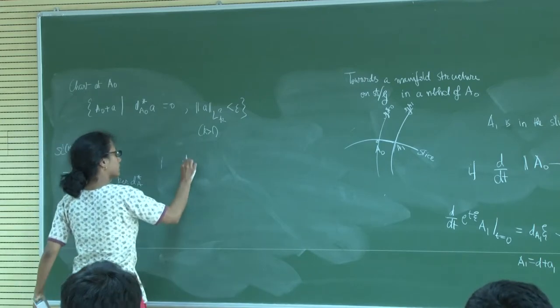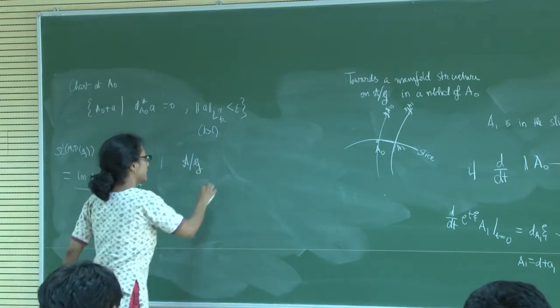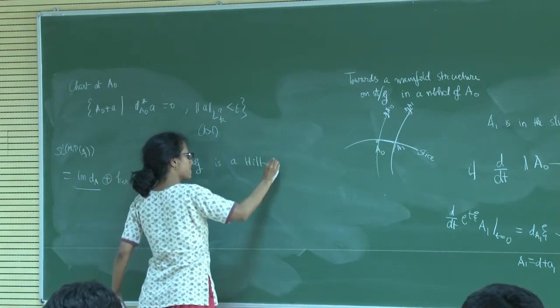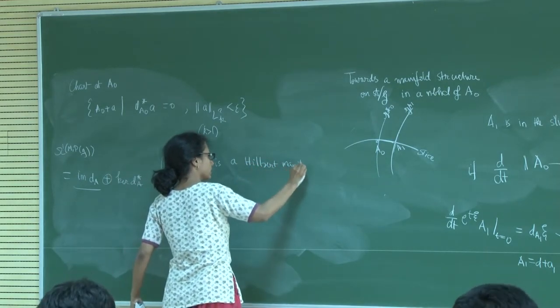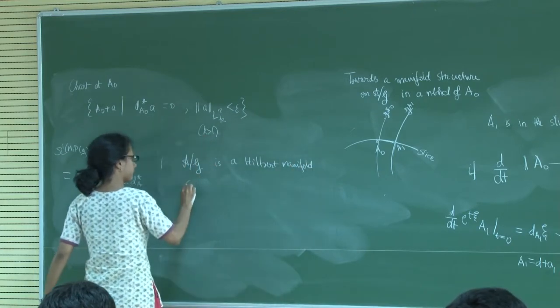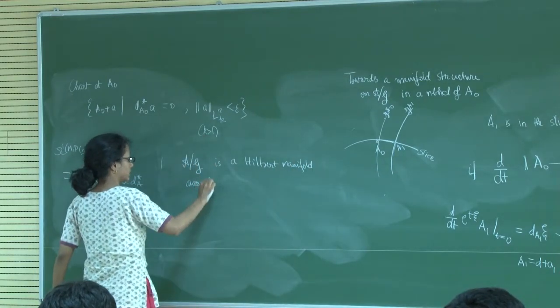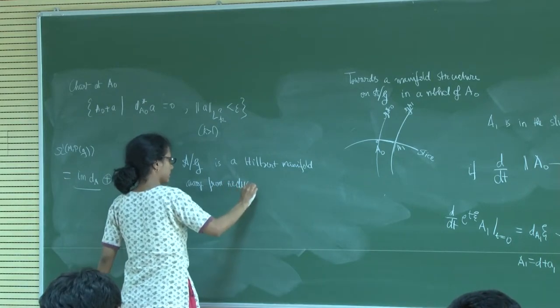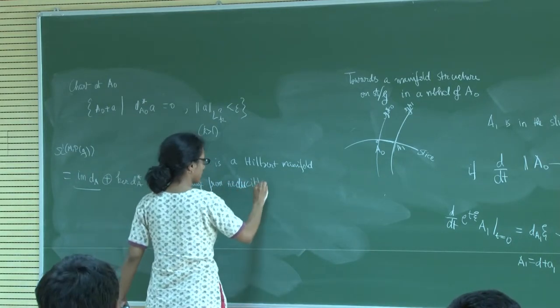So A mod G is a Hilbert manifold away from reducible connections. So these are going to be connections which have bigger stabilizers.